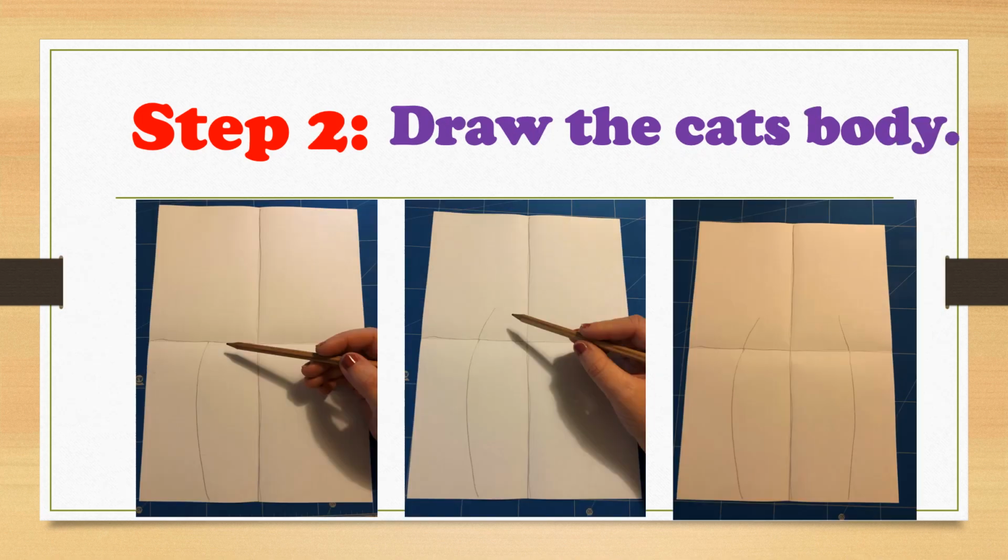Step number 2 is to start drawing the cat's body. So we need to draw a curvy line that goes from the bottom of our page. Have a look at the pictures. From the middle of one of the boxes at the bottom of the page, a bendy line, and then it goes right up to the top of that box, and then it goes beyond it a little bit. So have a look at my pictures there. 2 curvy lines which go from the bottom of the page, they bend out and then back in towards the middle of the page, just above that middle line.